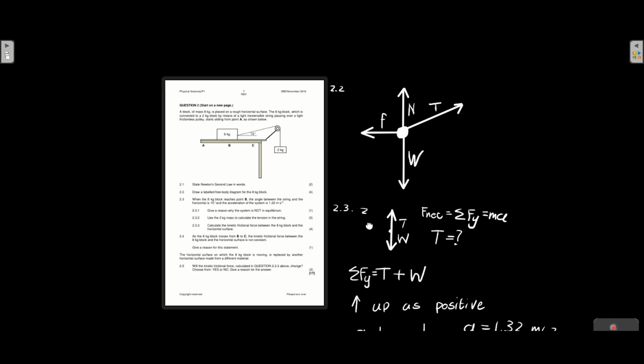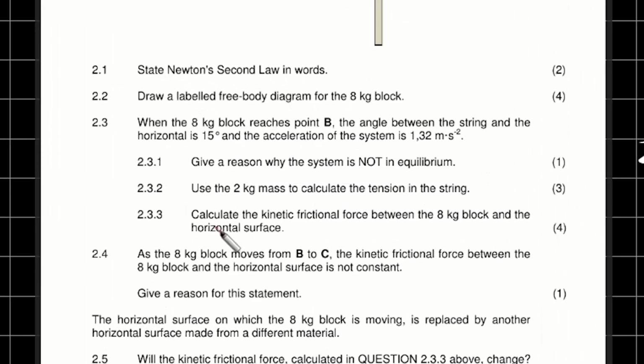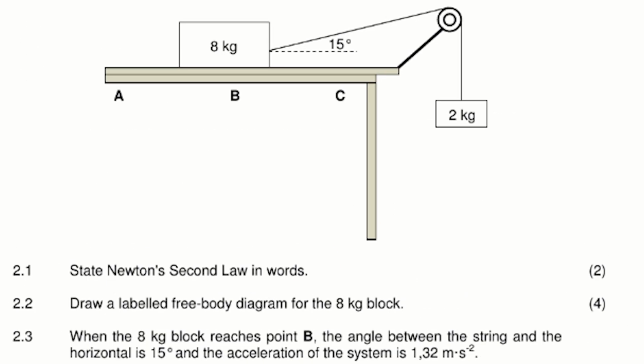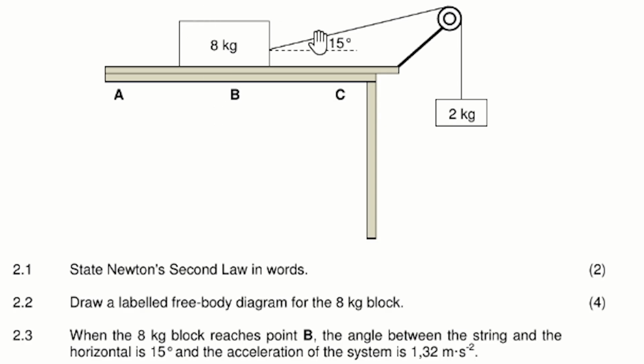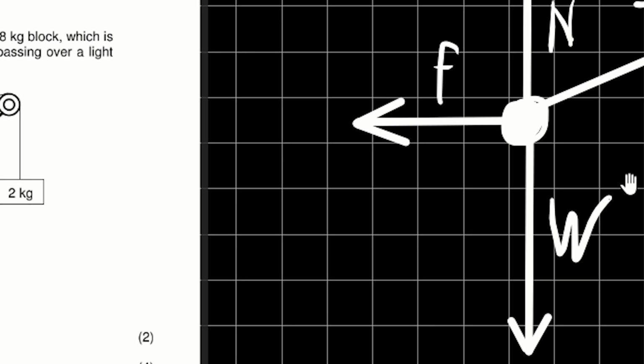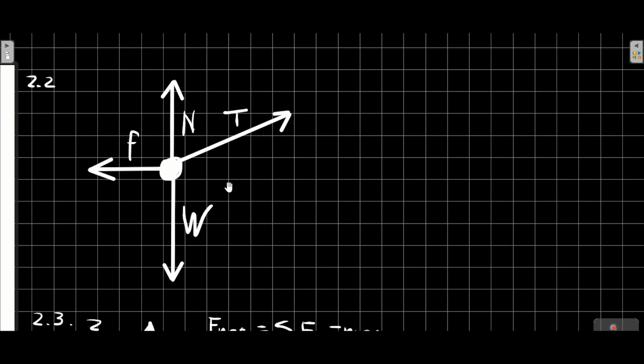If we go to the next question, 2.3.3 says calculate the kinetic frictional force between the 8 kg block and the horizontal surface. So let's check that picture. We got an 8 kg block, we got a surface, and there's a friction acting on it. We have indicated it here on the free body diagram. Maybe we can write 2.3.3 right next to it.